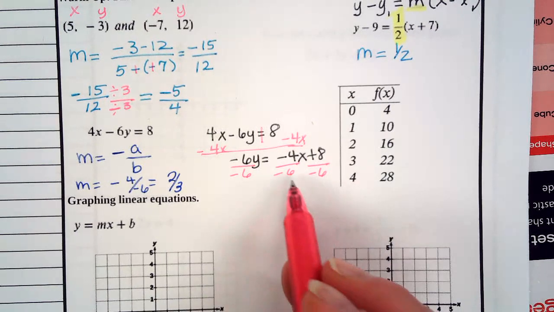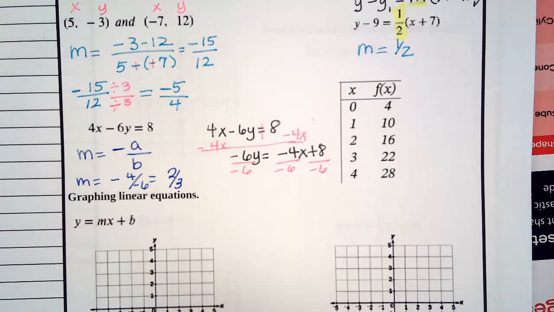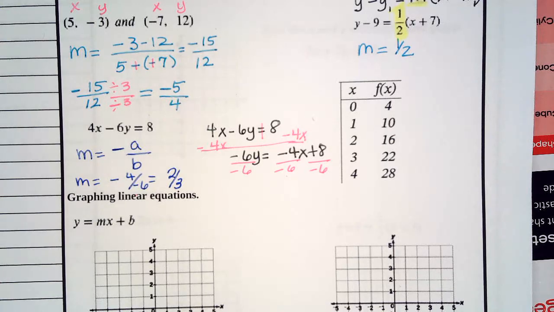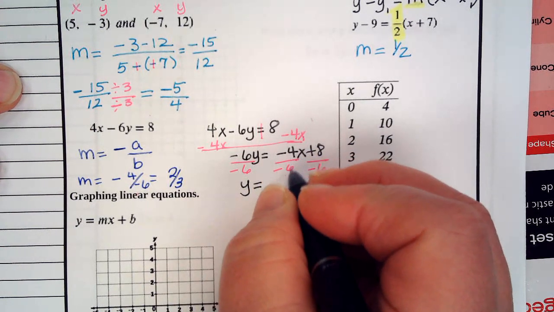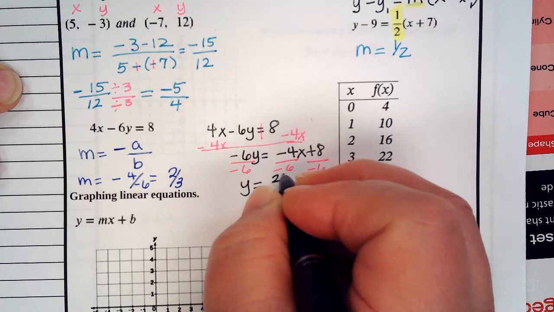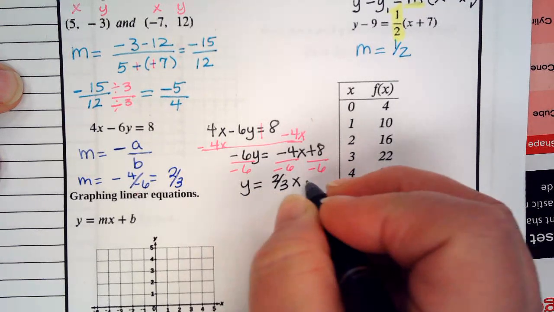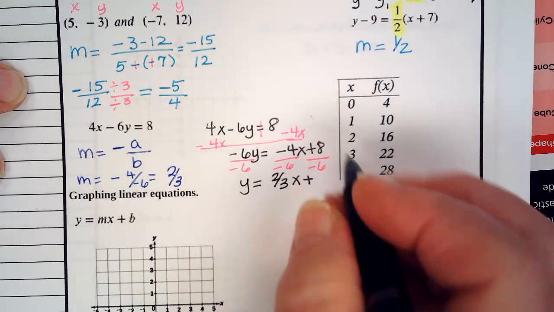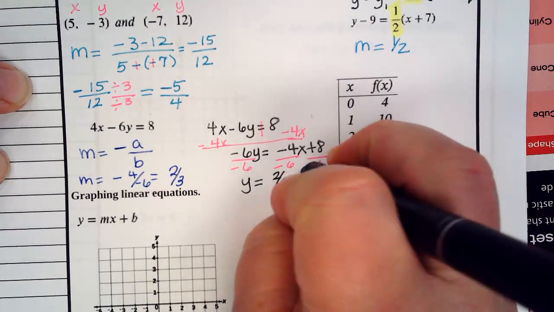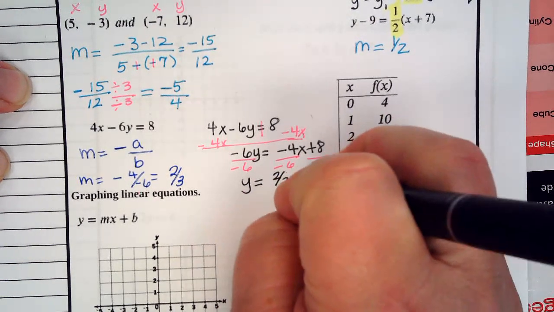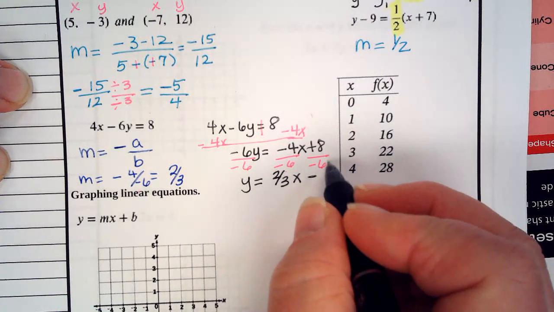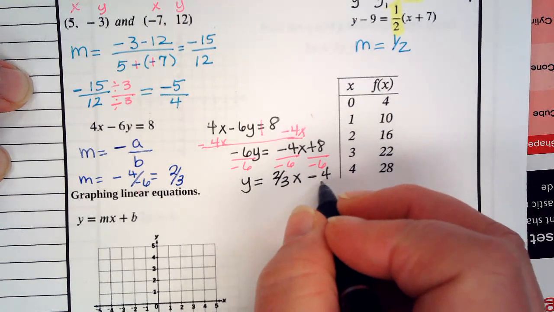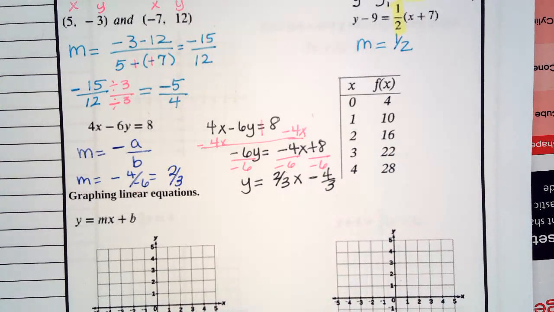If you notice, we have now found what we found over here. So y is equal to 4 over 6 simplifies to 2 over 3x plus. It's actually going to be a minus because you're dividing a positive by a negative. Minus, 8 over 6 has a factor of 2, so that would be 4 over 3, and we are done.